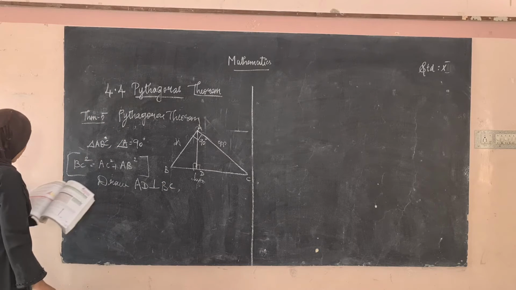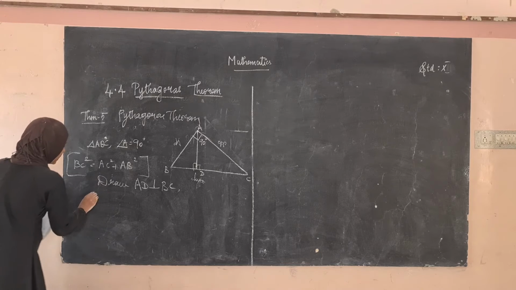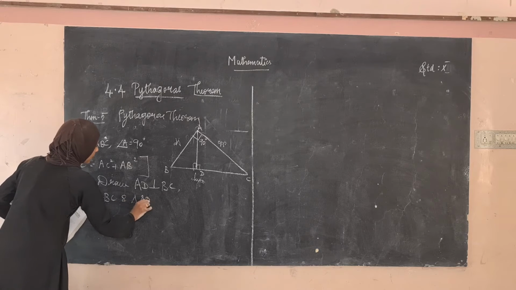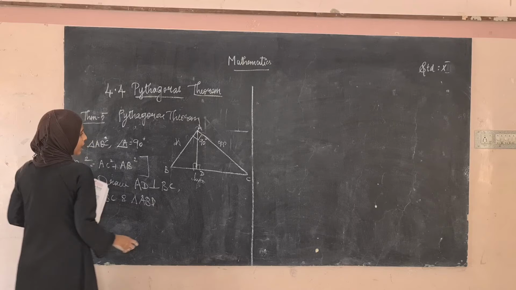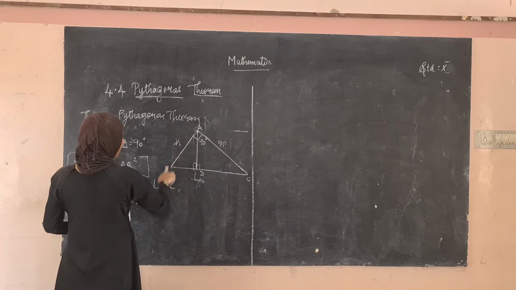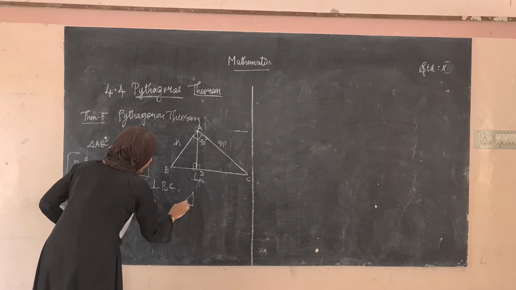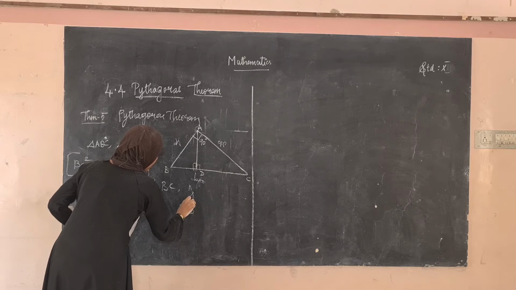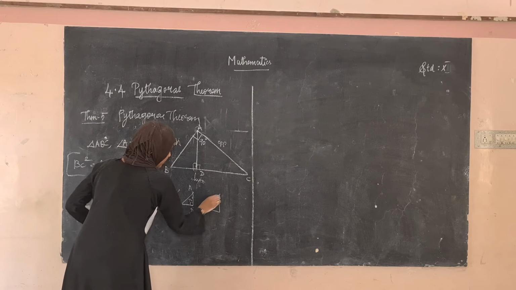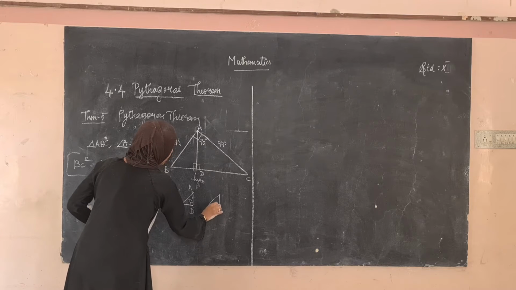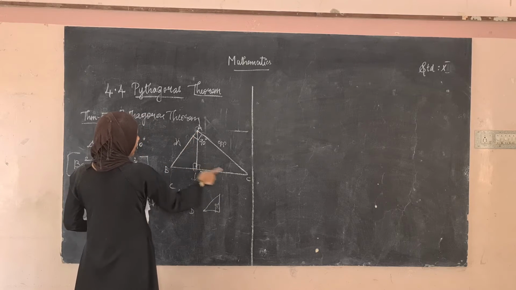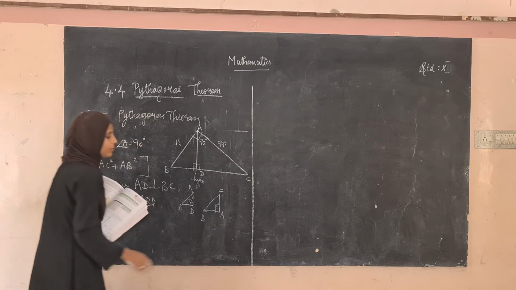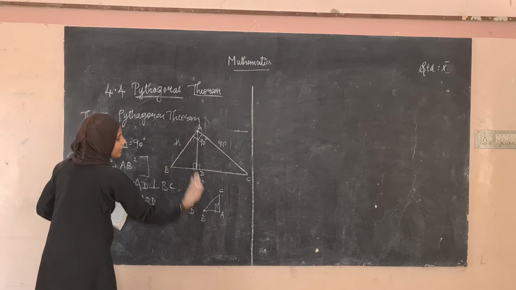Okay, so what we are going to do is compare triangle ABC and triangle ABD. So let us draw the diagram roughly. This is A, this is B and this is D. Okay, this is 90 degree. Now we have to draw the diagram like this. In ABC, this is A with 90 degree, and this is B and this is C.